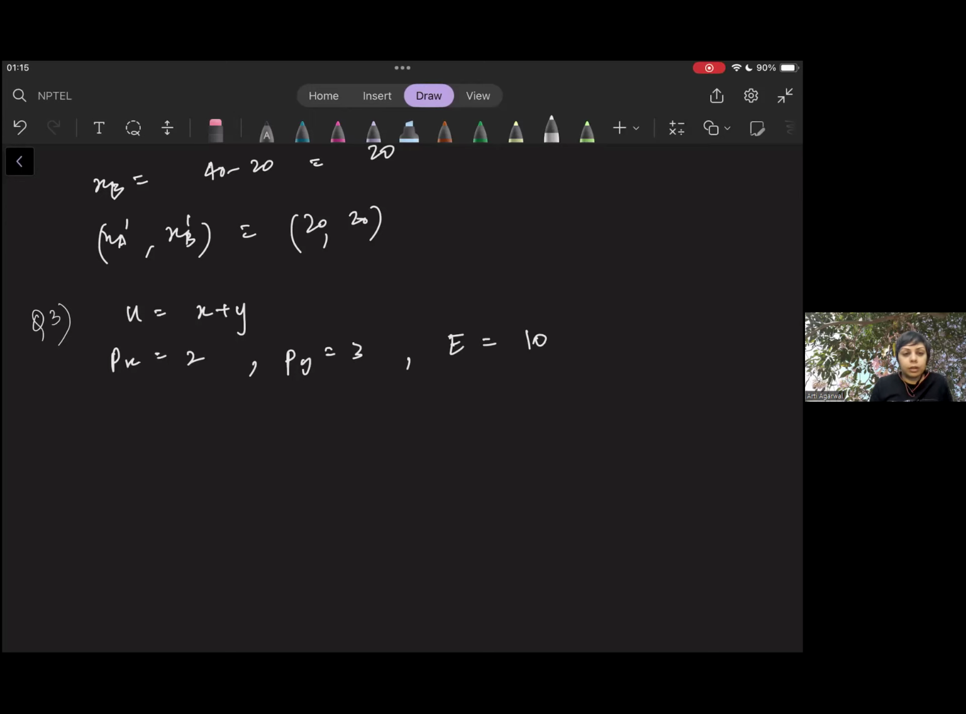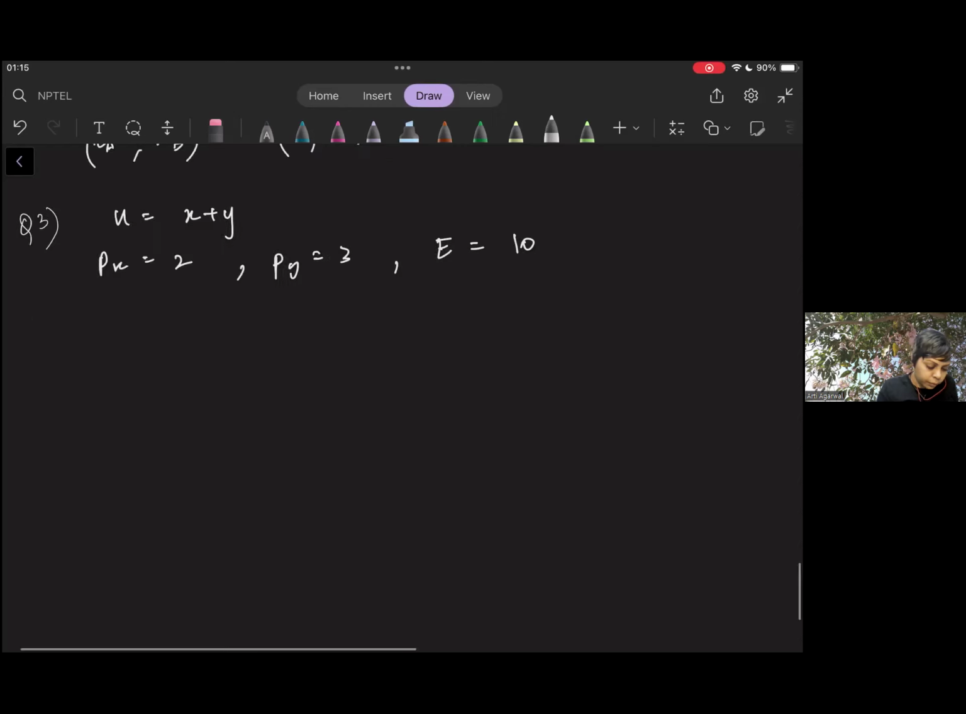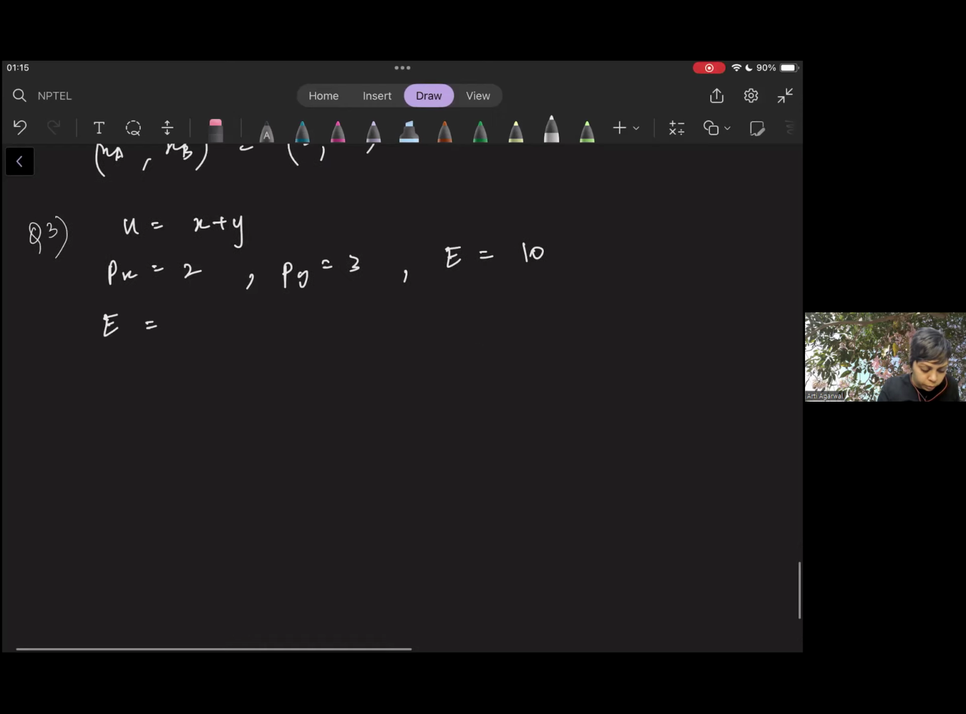Okay, so they have asked for the final demand vector, but before we calculate the final, let's first calculate the initial demand vector. All right, so let's write the budget equation. The budget equation is E is equal to Px times X plus Py times Y, right? So in this case, you're given the values, so let's plug that in. 10 is equal to 2X plus 3Y.